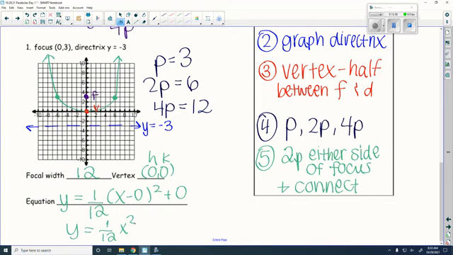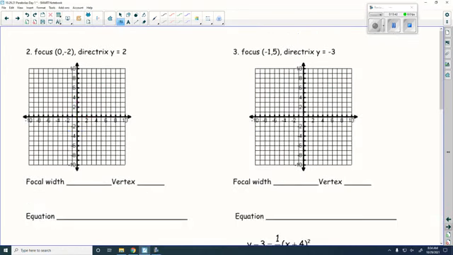So your job now is to take 30 seconds and talk with the people at your table through each step of this graphic. What did we just do? From beginning to end. Talk for 30 seconds. I want you to plot the focus, the directrix, and the vertex on this one.